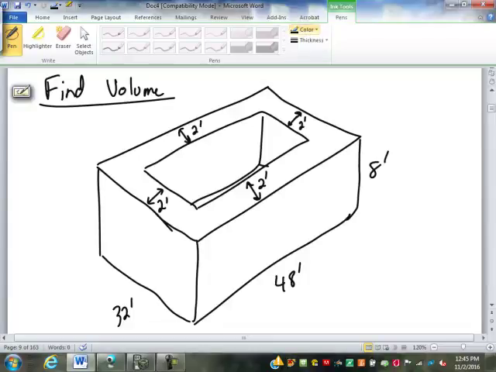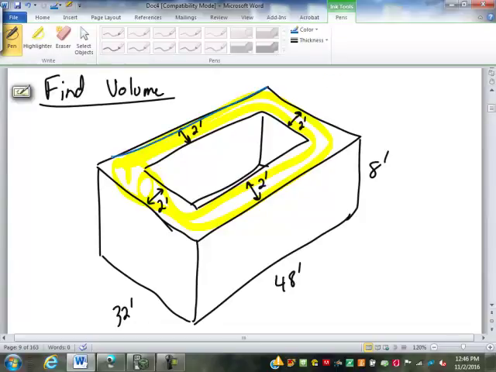Okay, so our first step is to find the area of the base. The base is actually this shape here. Kind of like a rectangular ring almost. Easiest way I can find to find that area is just this.